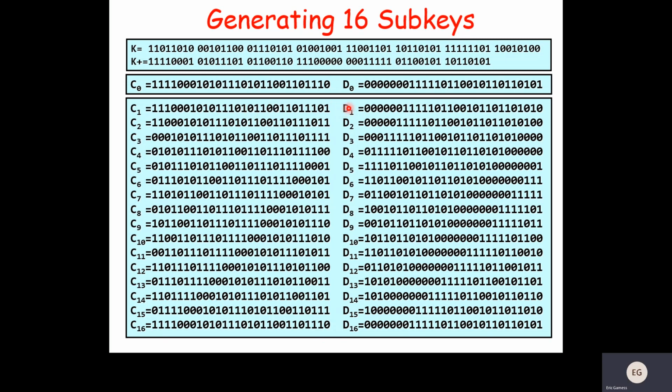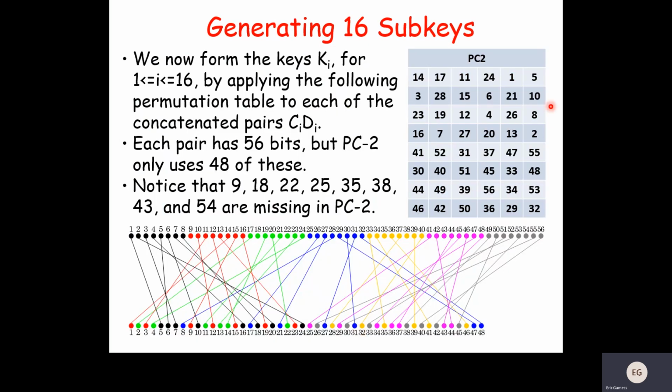So from C1 and D1, I need to compute K1. And from C2, D2, I need to compute K2. And from C16, D16, I need to compute K16. For that, we will use another table, which is called PC2, permuted choice 2 table. So here is the permuted choice 2 table.